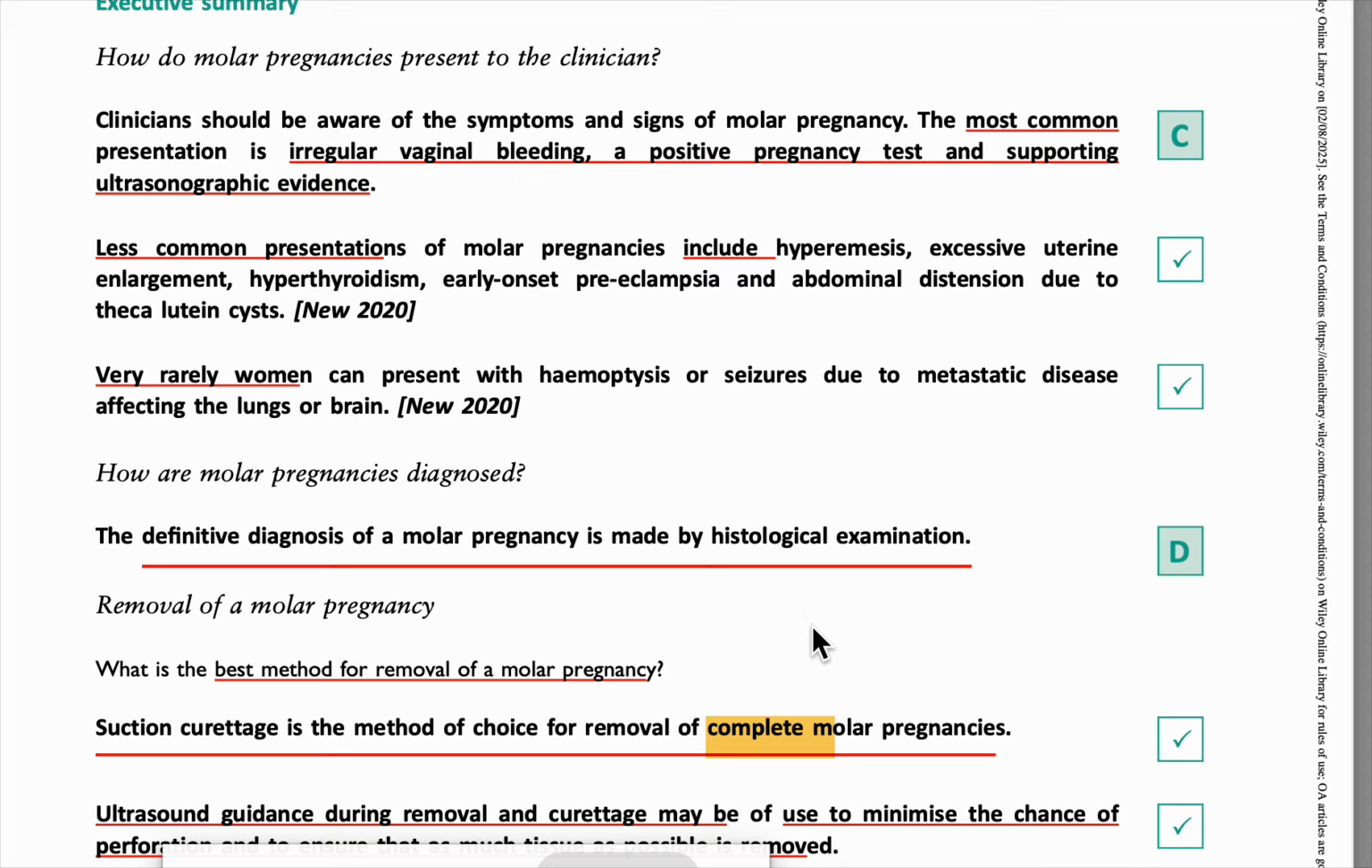So in the complete we will do the suction evacuation, but the problem is that in the partial mole the baby is there. So suction curettage is not an easy job. It is very hard. So it has to be done by the consultant. Even for the complete molar, he is the one who is responsible, the experienced one. Okay, he is responsible for the suction curettage.